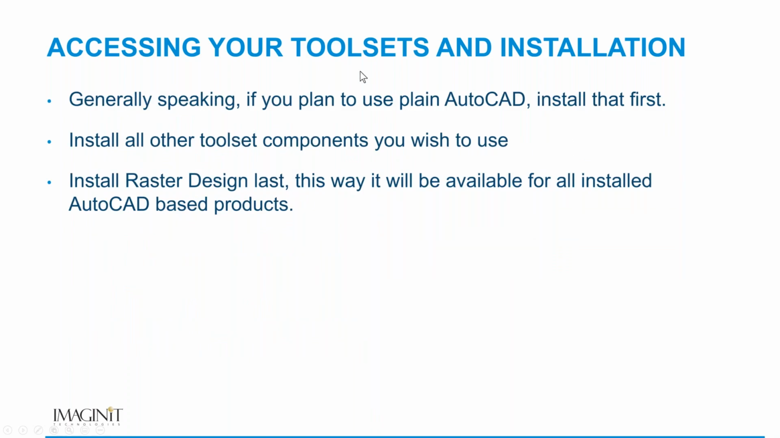And when you're accessing your tool sets in installation, if you plan on using plain AutoCAD, always install that first. Install any other tool set components you wish to use, and then always install Raster Design at the very last. This way it will be available for all installed AutoCAD based products. So if I install AutoCAD and I install Raster Design and then I install Mechanical, the Raster Design tab will not show up in Mechanical until I either do a full reinstall of Raster Design, uninstall, reinstall, or I do a repair install if it's 2021 or older.